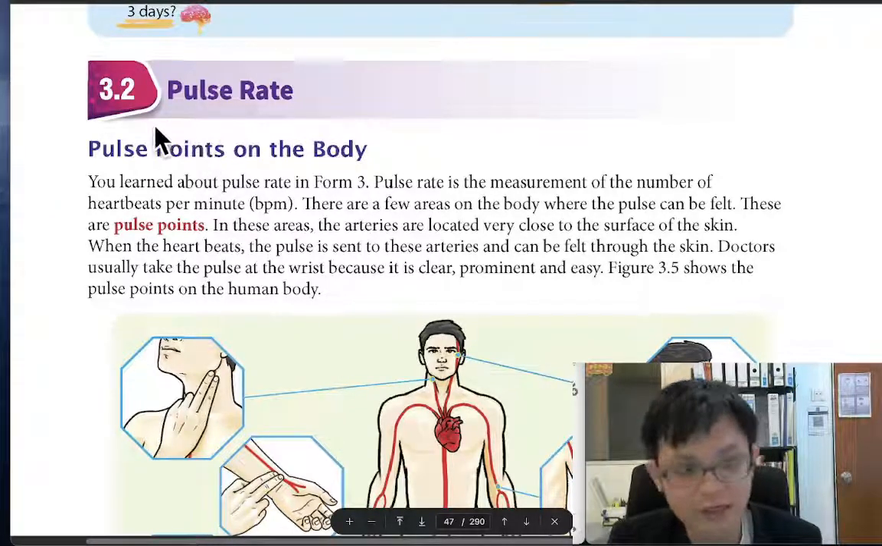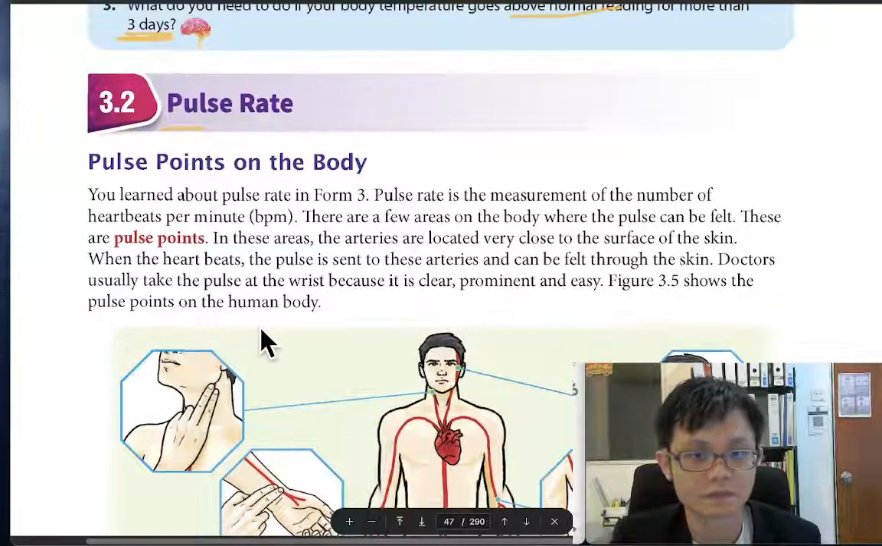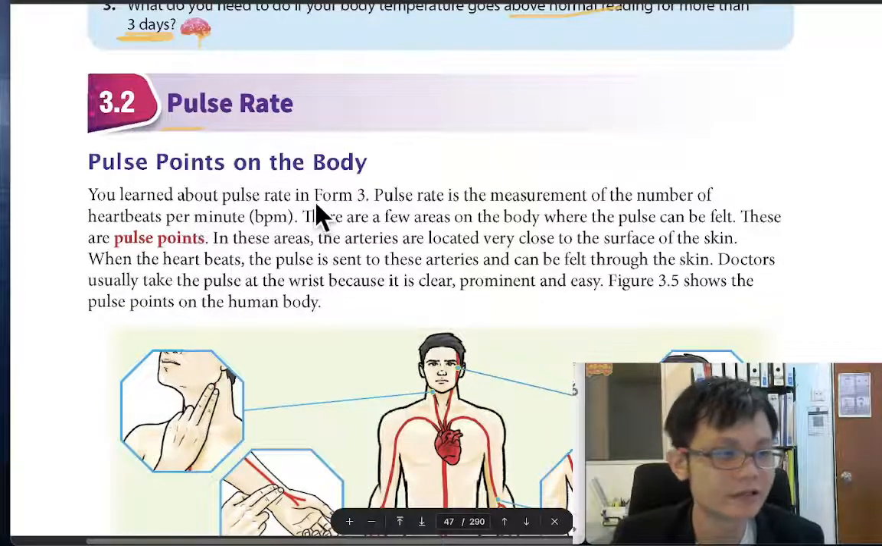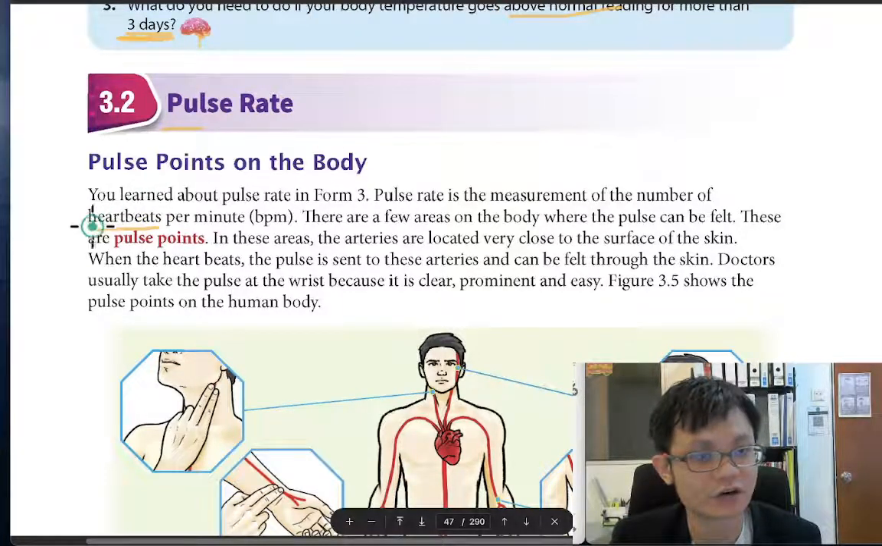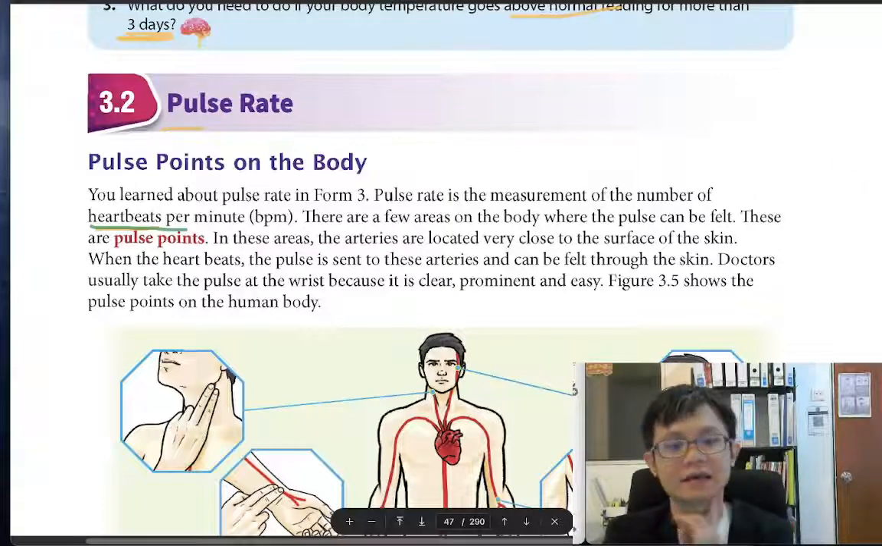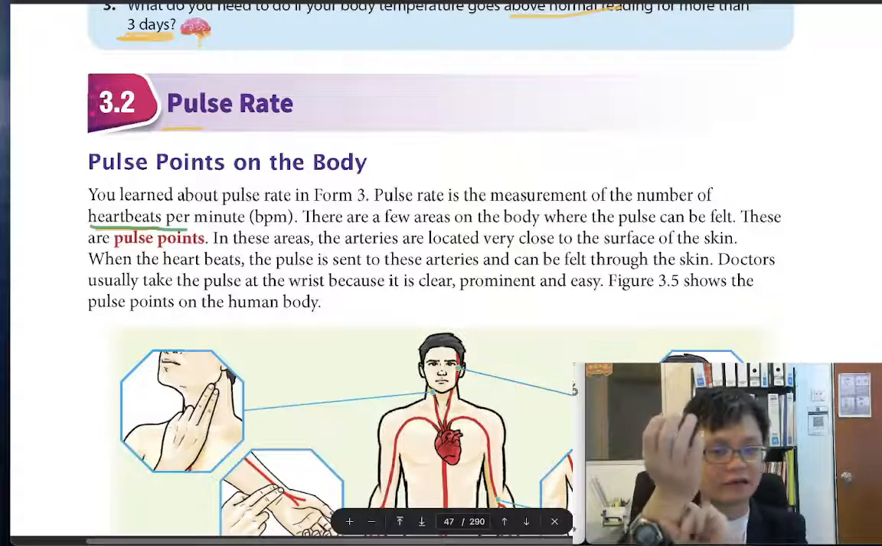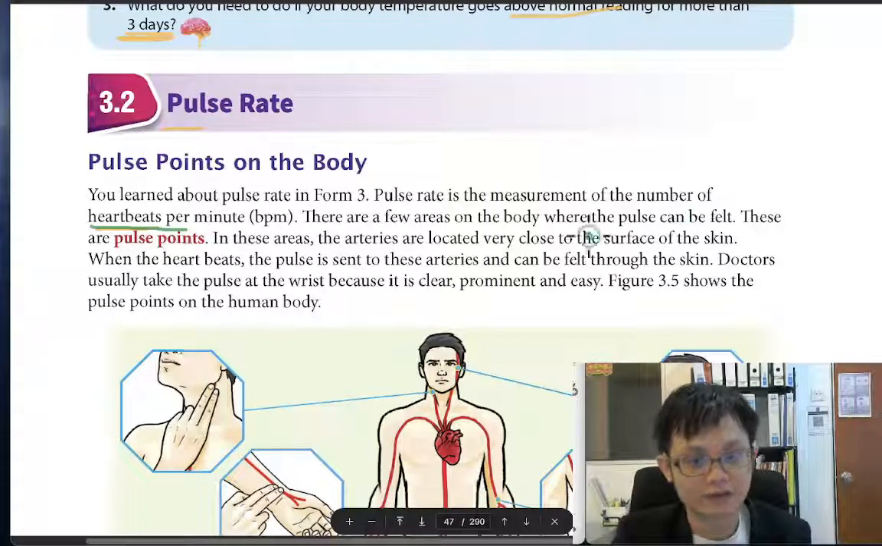Pulse. What is a pulse? So pulse rate you learned in form 3. Pulse rate is the measurement of the number of heartbeats per minute. So you can measure your heartbeat. You can find your pulse either here or here if you use your hand. So pause the video and check your pulse.